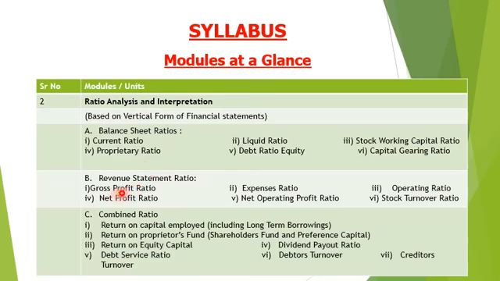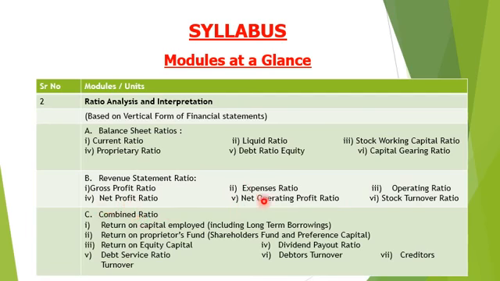The first ratio is the gross profit ratio. Gross profit ratio means profit depends upon the sales. So the formula is gross profit upon net sales into 100. The second ratio is the expenses ratio. The formula is expenses upon net sales into 100. There are three types of expenses: administrative expenses, selling expenses, and finance expenses. So expenses upon net sales into 100. The third ratio is the operating ratio. Operating ratio means operating cost plus cost of goods sold upon net sales into 100.